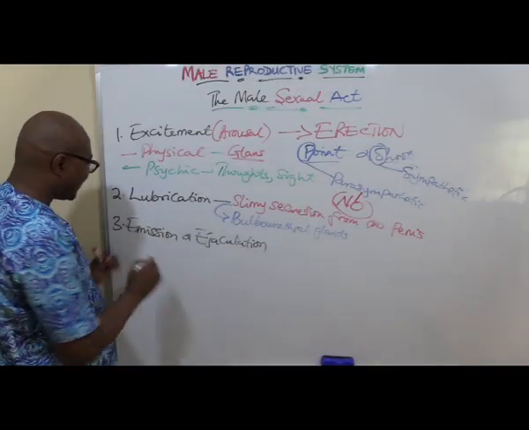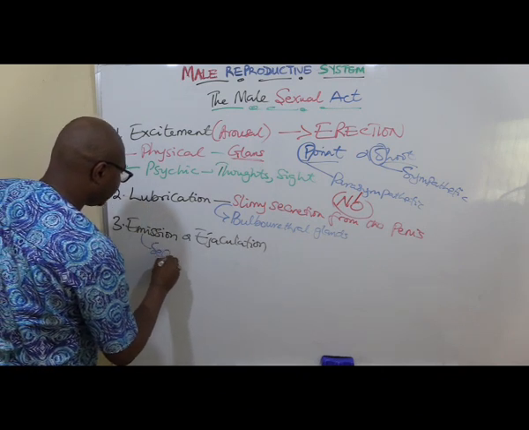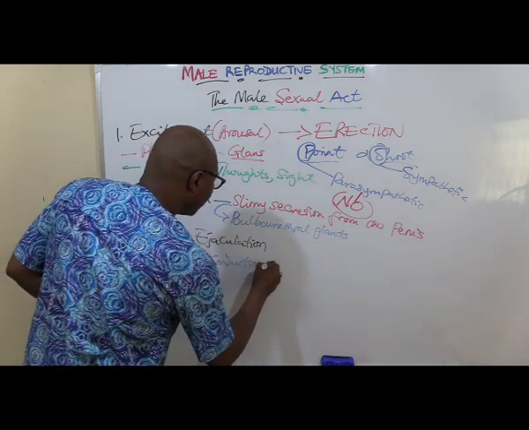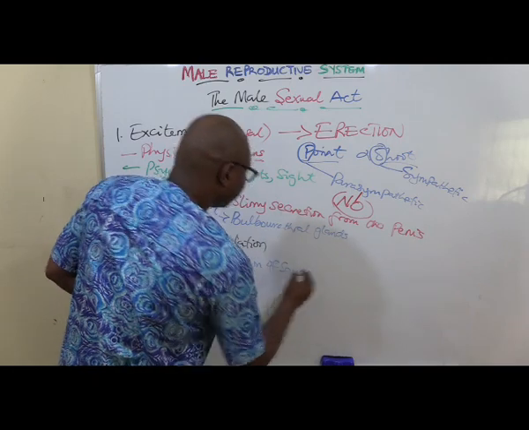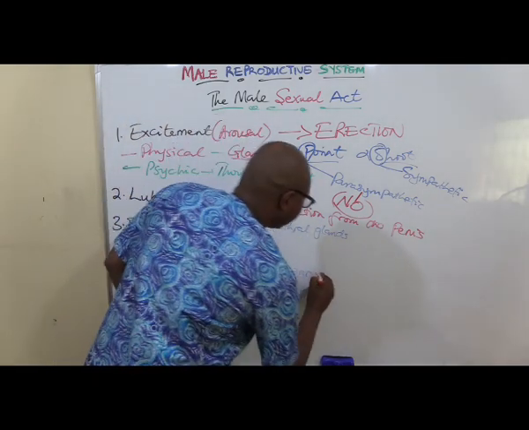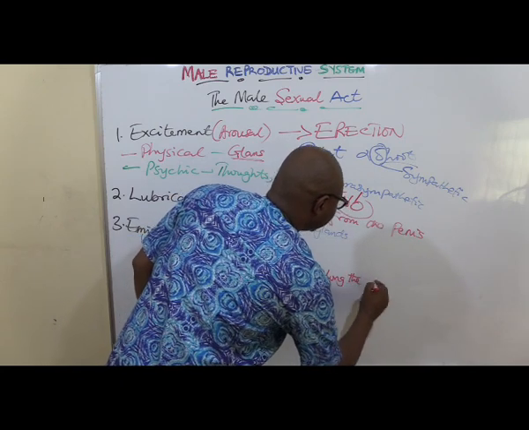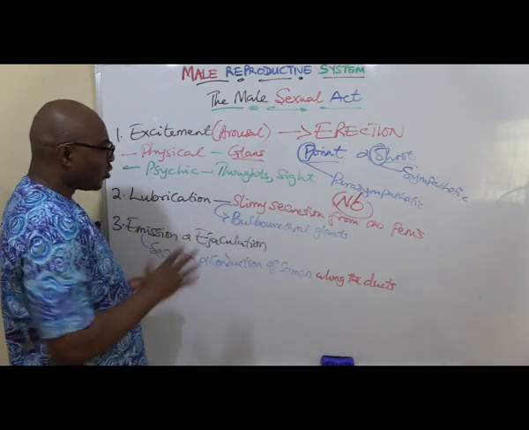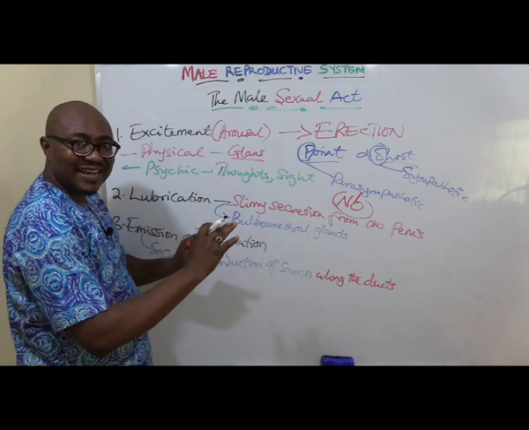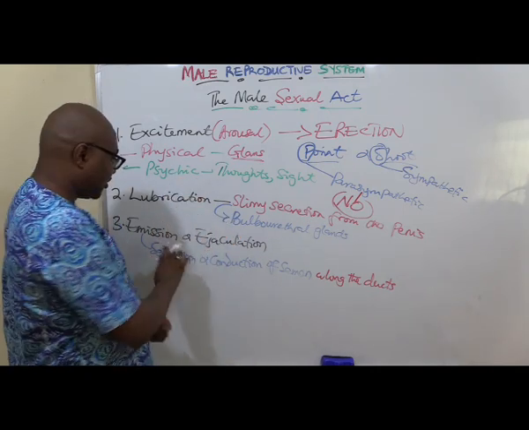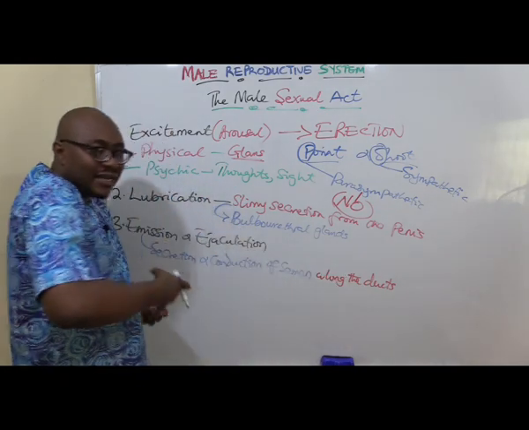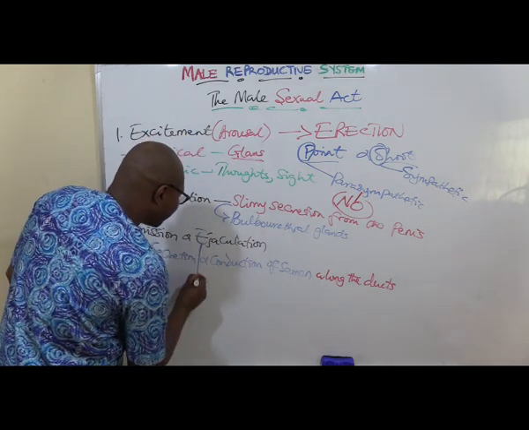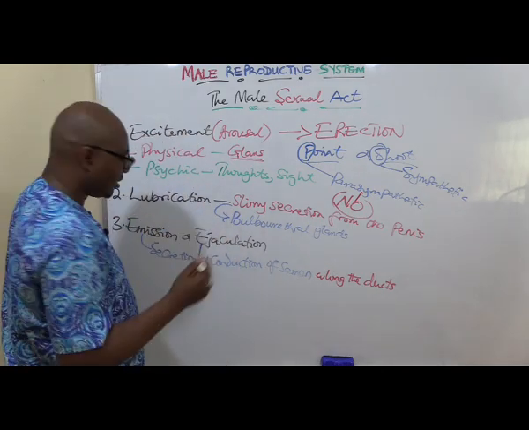So emission is basically both the secretion and conduction of semen along the ducts, through the action of the smooth muscles. Those two muscles that are reflexly contracted as a result of the sensation of this semen in the urethra around the penis are known as bulbocavernosus and ischiocavernosus.